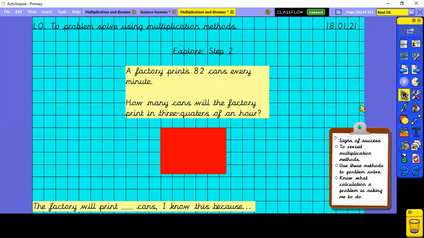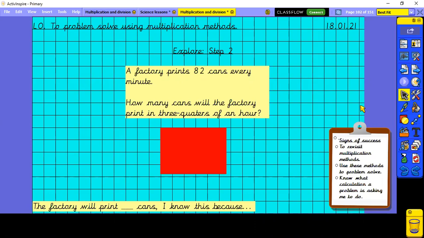Okay, so here we have another problem to solve. A factory prints 82 cans every minute. How many cans will the factory print in 3/4 of an hour? So you need to have some knowledge here about time. So pause the video and think about what 3/4 is, what number that represents, and what calculation you need to do to solve this problem on the screen.